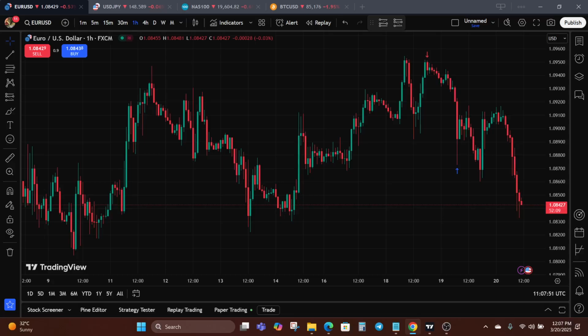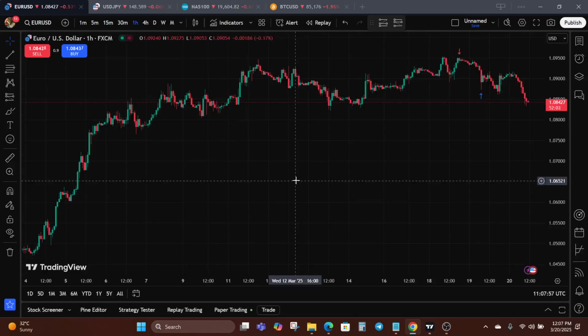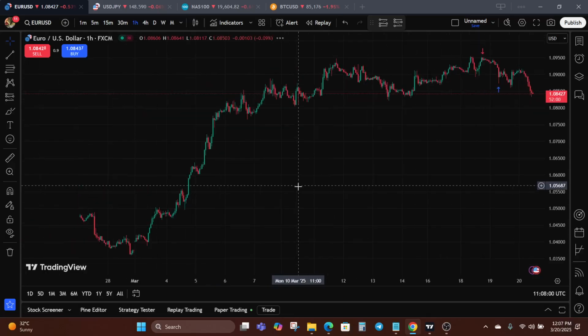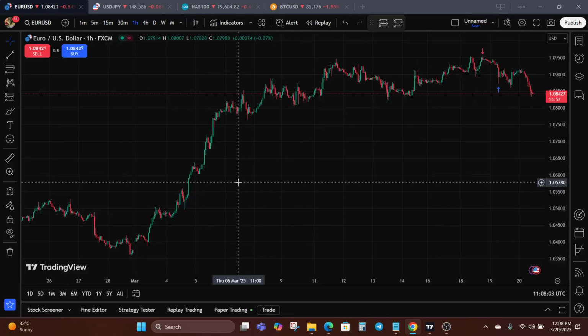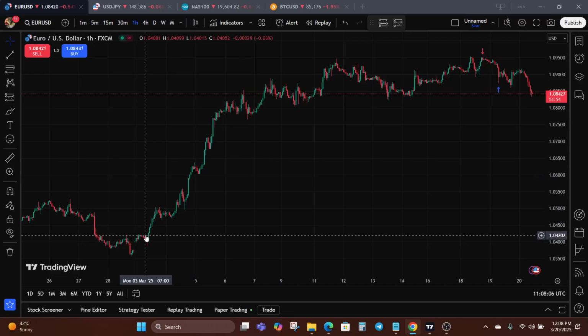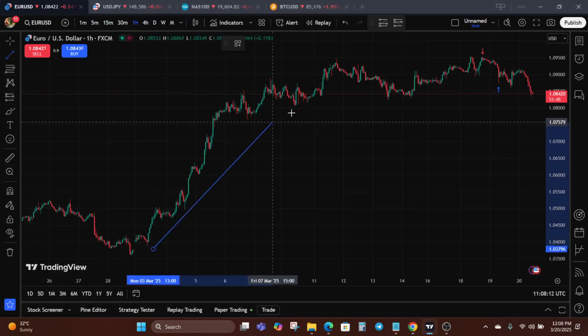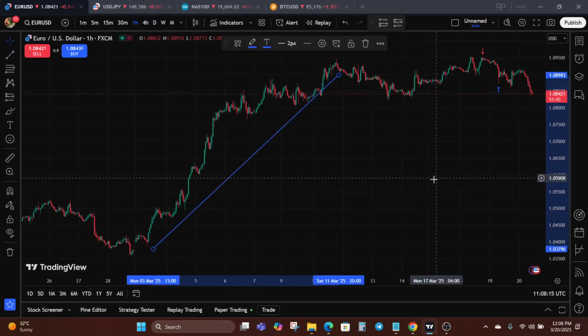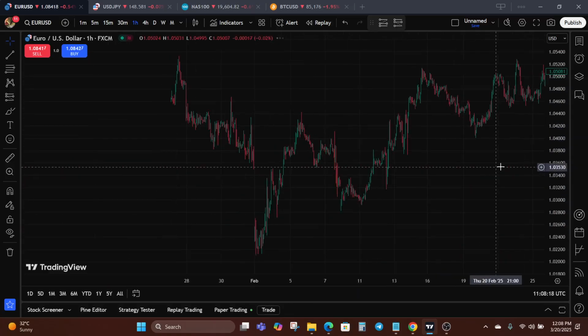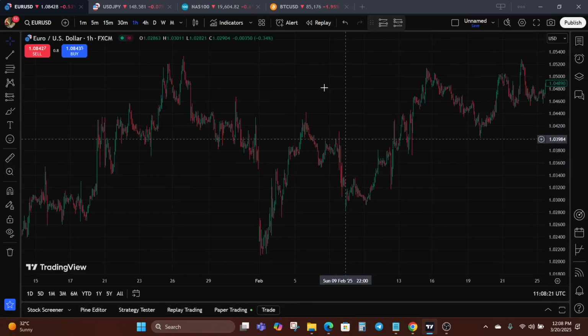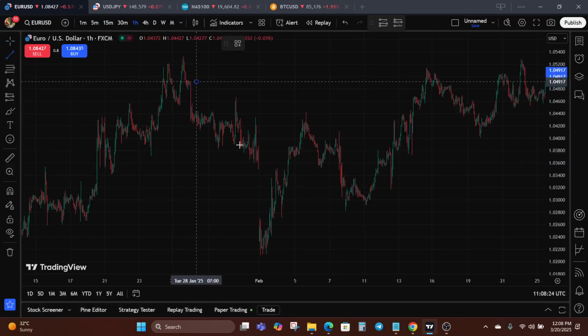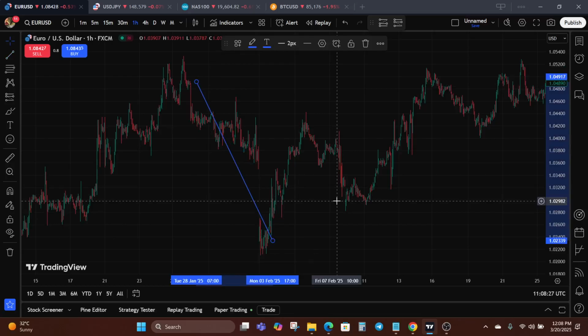Okay, let us start with the basics. What is supply and demand trading? In simple terms, supply and demand are the forces that drive price movements in any market. When there is high demand for an asset and low supply, the price rises, right? Then when there is more supply than demand, the price falls, right? So this is how markets work, whether you are trading Forex, stocks, or crypto.